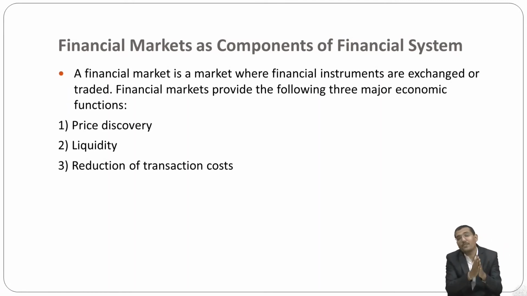As we discussed in the previous session, in the structural approach, in a financial system, three components are important in nature. The first is financial market, the second is financial intermediaries, or we can say financial institutions, and lastly the financial regulators. With that structural approach, here we discuss the point called the financial market as a component of financial system.